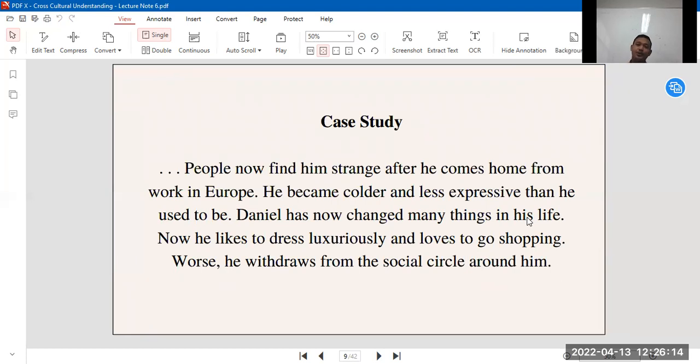Can you try to figure out why and what is the topic of this case? What happens actually here? What happened with Daniel? You may discuss it with your friends. Well, this case probably commonly happens in society around us, or even we ourselves experience this one.